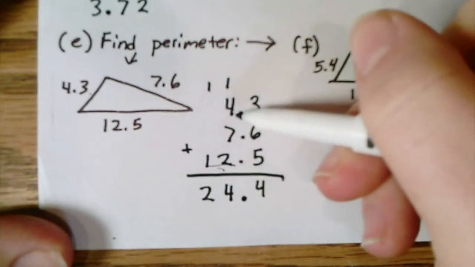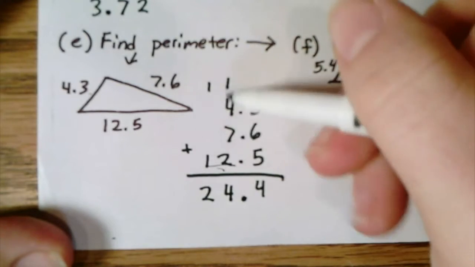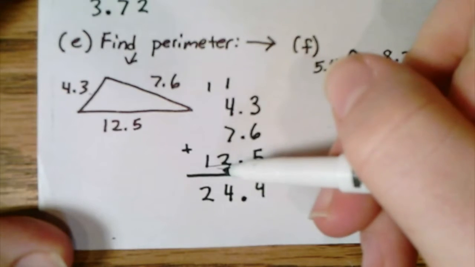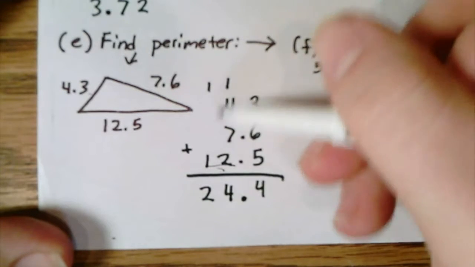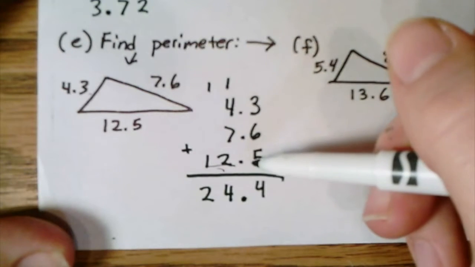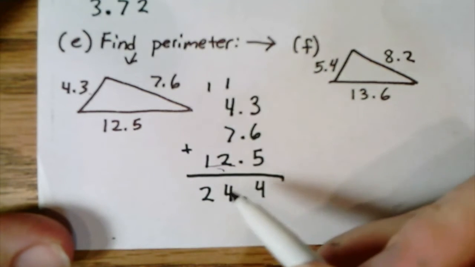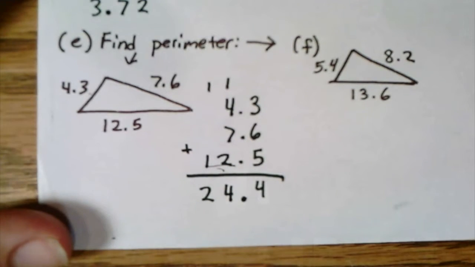Now you'll notice here I used the commutative property of addition. I added these in a different order because I saw that 1 and 2 would be 3 and 7 plus 3 is 10. So that was an easy way to do it. You could have come straight down. You can do them out of order. When you're adding, you can always switch the order around. Commutative property of addition. So here's our answer, 24.4.